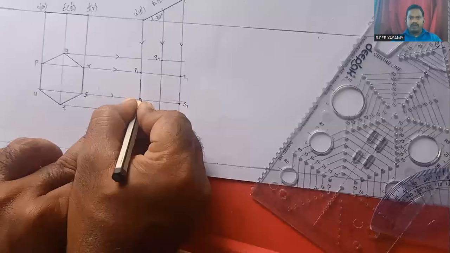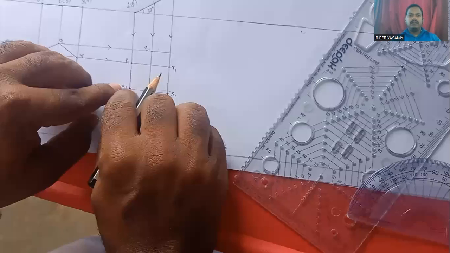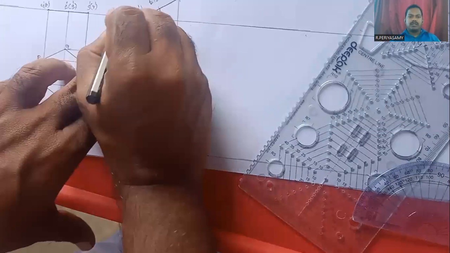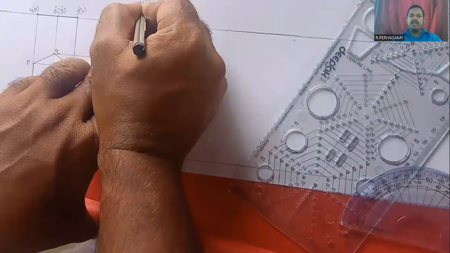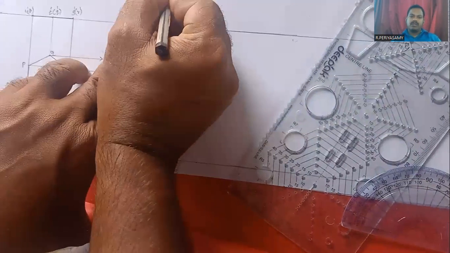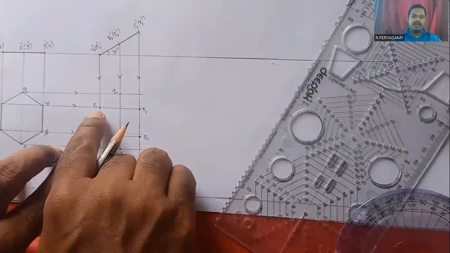Okay. Now finally we join all these points to make the top view projection of the hexagonal plate when it is inclined at 30 degrees to the HP. This is its top view projection of the given hexagonal plate. Now we join all these points.